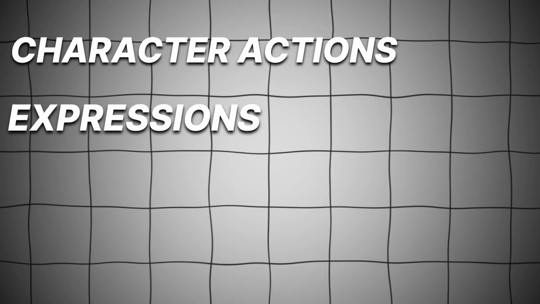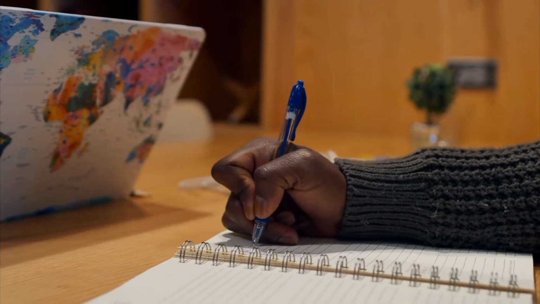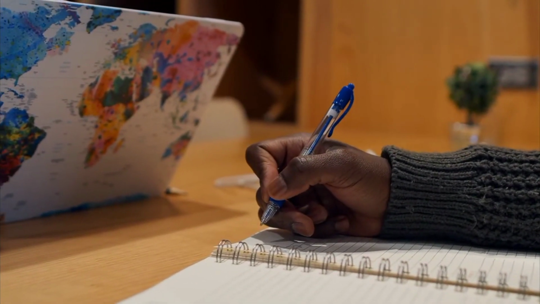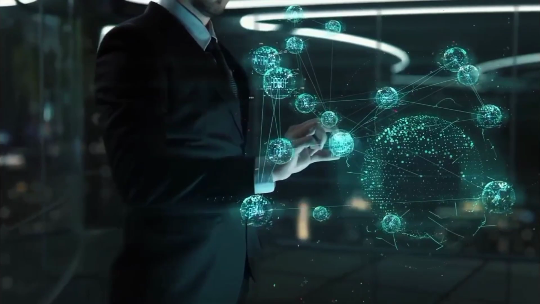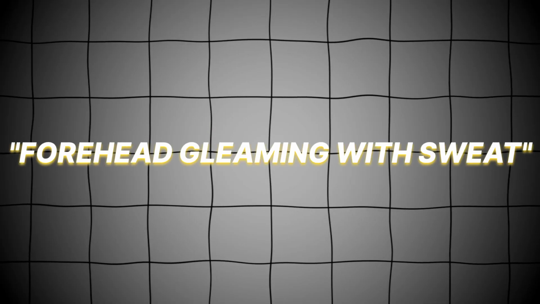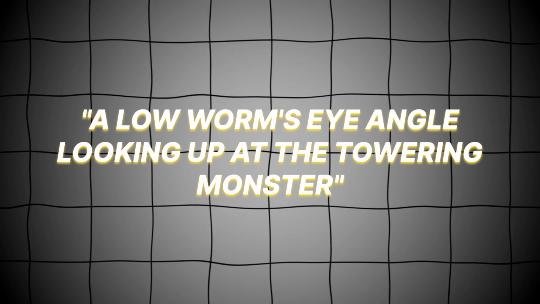The more detailed your description, the better the AI can understand and create your vision. Include details about character actions, expressions, settings, and moods. Focus on perspective, angle, emotion, and lighting for maximum impact. Expect to iterate prompts multiple times, providing more details for the AI to render the perfect panel. Zoom in on telling details like forehead gleaming with sweat or teeth gritted in determination. Guide the AI on composition like a low worm's eye angle looking up at the towering monster.